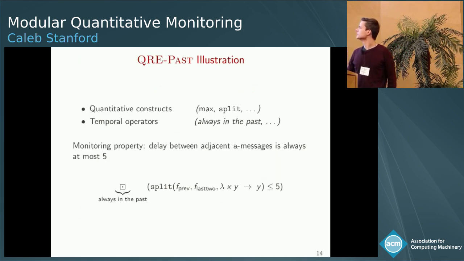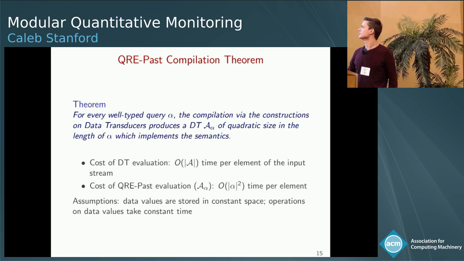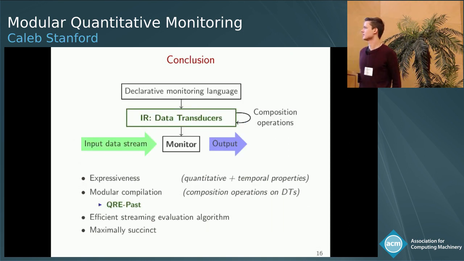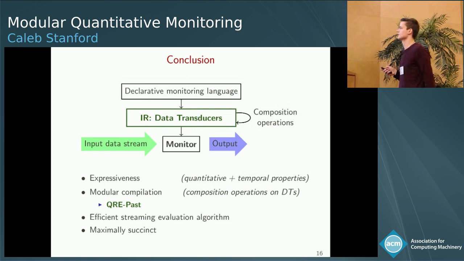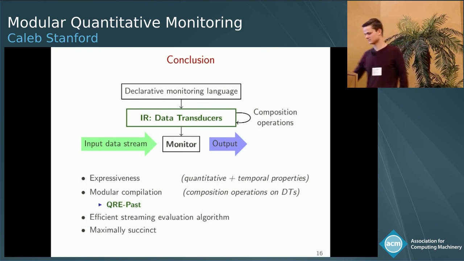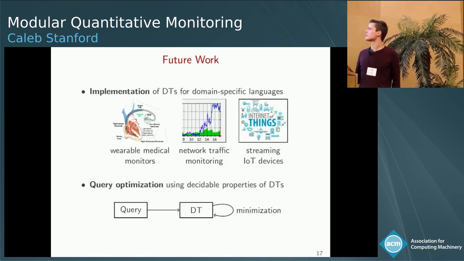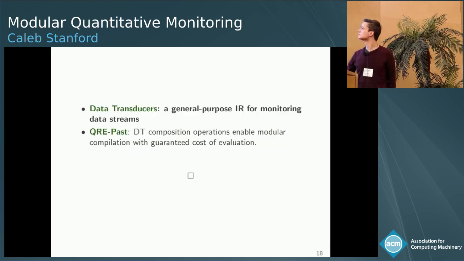I'm going to skip this illustration. This is the QRE compilation theorem, basically showing that we get a guaranteed cost of evaluation. In conclusion, we provide this model as an intermediate representation for general streaming computations, which supports a number of composition operations in order to support compilers for a language like QRE-Past. It has these four benefits over existing models. In future work, we'd like to implement this for some target applications, and we'd also like to do query optimization using data transducers.